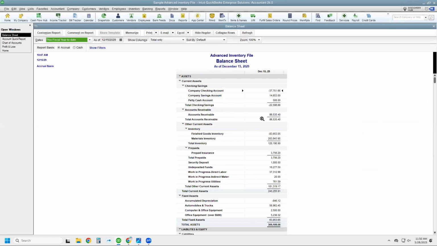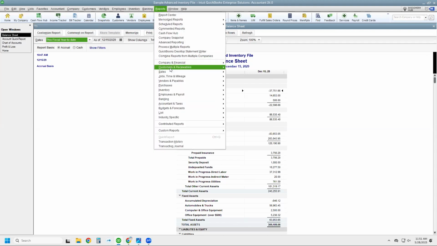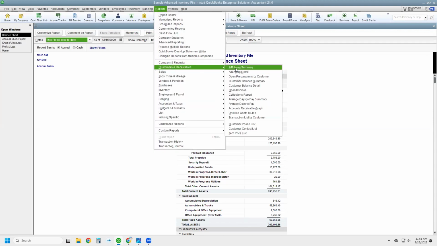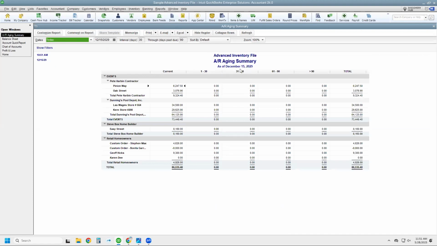So now we're into current assets, accounts receivable. If I'm looking at accounts receivable on my balance sheet as of 12/15/2029, I should be able to pull an accounts receivable summary or detail for that exact same date and get that number. So if this is 86,535, and I go to my reports, customer receivable, AR aging summary, 12/15, 86,535.40. Perfect. So they match.